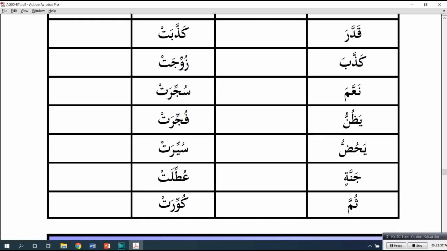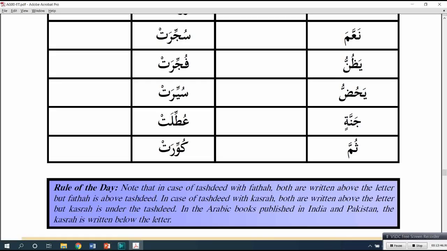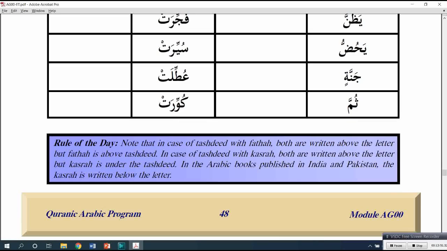Rule of the day: note that in case of Tashdeed with Fath, both are written above the letter, but the Fath is above the Tashdeed. In case of Tashdeed with Kasara, both are written above the letter, but the Kasara is under the Tashdeed. So please note this style. You can see this is an example, especially with Kasara, it appears in this way. But if it appears with Fath, its example is this one. Fath will be above the Tashdeed and Kasara will be under it in this way. So this is the style of keyboard which is used here.